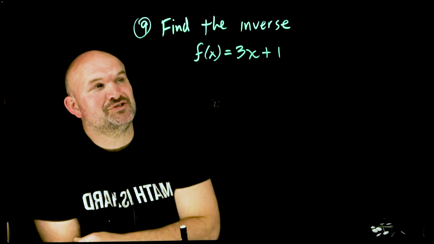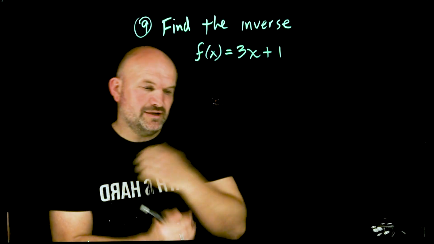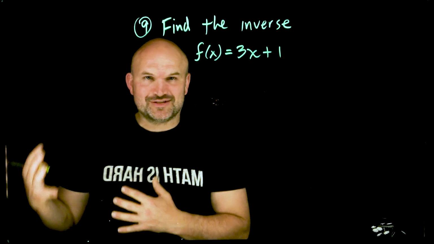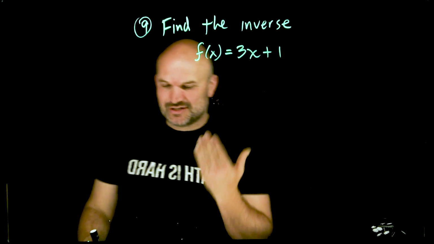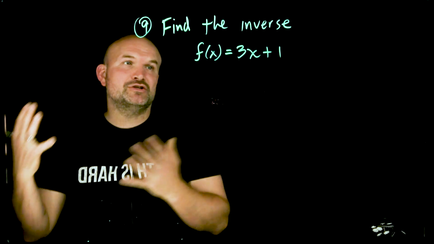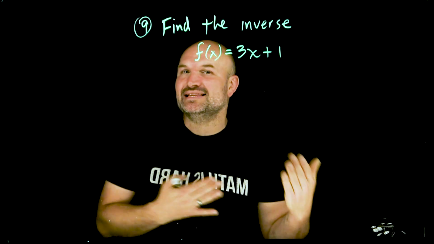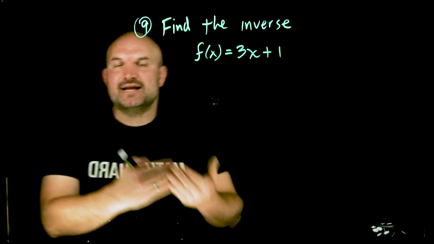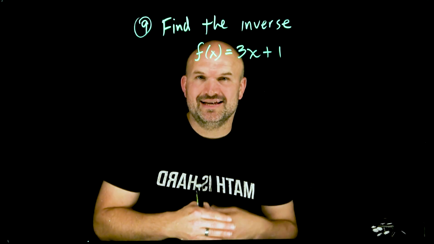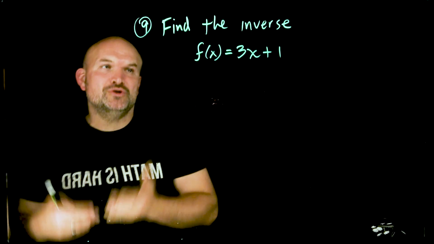On to number 9, which is going to be finding the inverse. I think when we're understanding functions, if we're leaving high school with an understanding of functions, I think it's important to understand the domain, the range, how to do applied transformations, as well as find the inverse. Because remember, a function is a rule. And what's nice about the inverse is it's going to undo that rule.